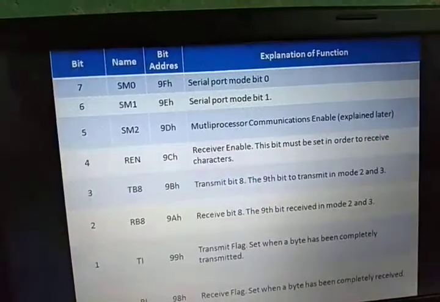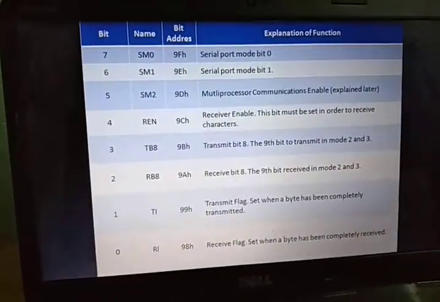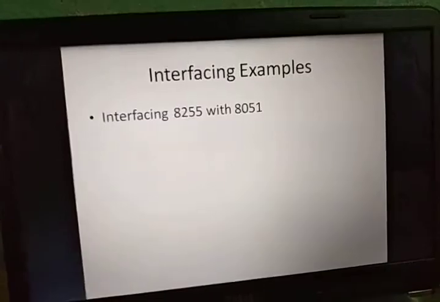And that's all about the hardware features of the 8051, and in the next class we'll have a discussion about the interfacing examples.